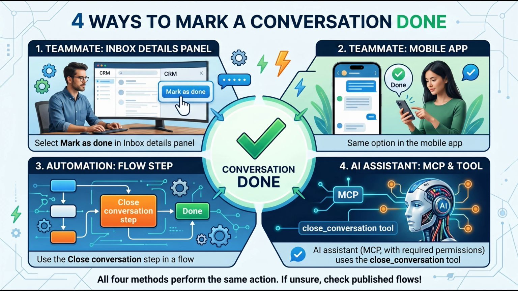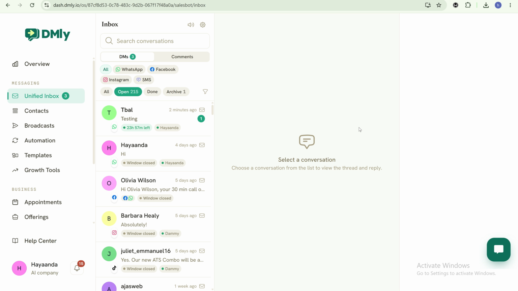There are 4 ways a conversation can be marked as done. A teammate can select Mark as Done from the Inbox Details panel, or use the same option in the mobile app. An automation can also do it using the Close Conversation step in a flow. And if you've connected an AI assistant through MCP with the required permissions, it can use the close_conversation tool. All 4 methods perform the same action. So if you find a conversation in done that nobody on your team remembers closing, check your published flows for a close conversation step.